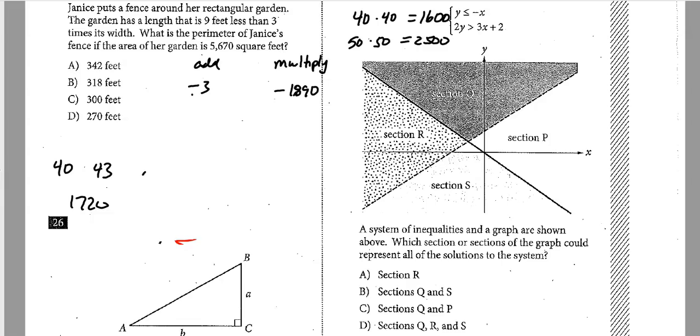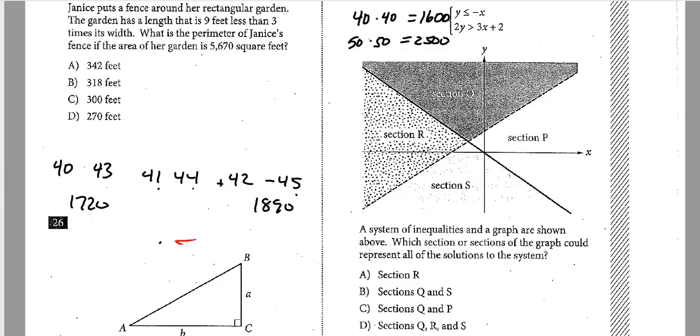Now I would try 41 and 44, but I know that ends in a 4, so that's not going to work. So 42 and 45, that's going to end in a 0. Let's see what that is. 42 times 45. That's 1890. So good, I got the two numbers. To get them to add to negative 3, I need a minus and a plus. So back to the equation I had, I needed to make negative 3, and I needed to make negative 1890. So it's looking like minus 45 and plus 42 are going to be my combination.